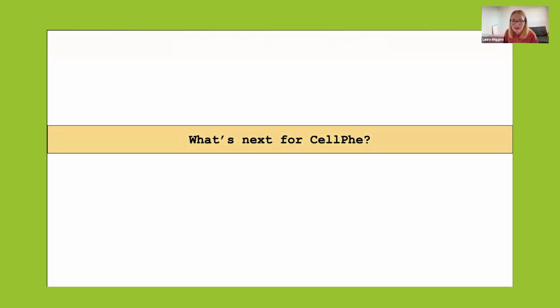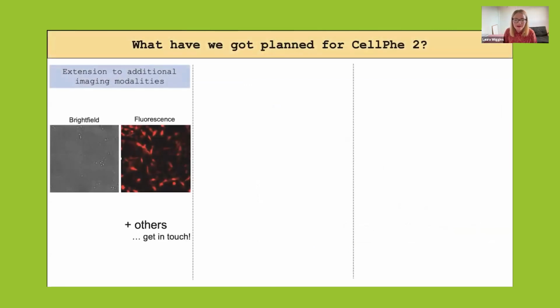So I've shown you all the cool things that you can do with Selfie so far, but what I'd like to introduce is that we're now planning to work on Selfie 2, and I will tell you a little bit more about our plans for that on the next slide. So what have we got planned for Selfie 2? We're planning to extend to additional imaging modalities. The work I've shown you here has been looking at tomographic images, but we're looking to extend to bright field and fluorescence. We've got a phase contrast imaging experiment going on next week, so hopefully we'll be able to include that in the list as well.